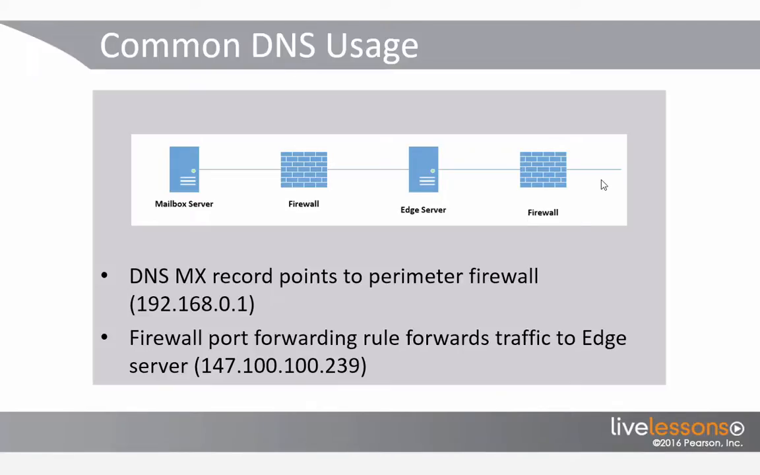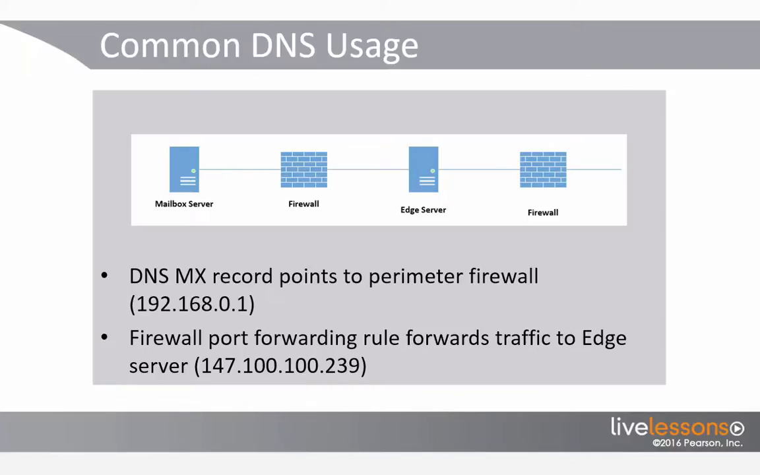So if you look at the diagram up here, you can see this line right here. This represents an internet connection coming into an organization. And then we have a perimeter firewall. And then behind the firewall, we have an edge server that resides in the DMZ. And then behind the edge server, we have another firewall. There isn't always a firewall here, but a lot of organizations try to improve security a bit by using a secondary firewall. And then behind that firewall, we have a mailbox server.